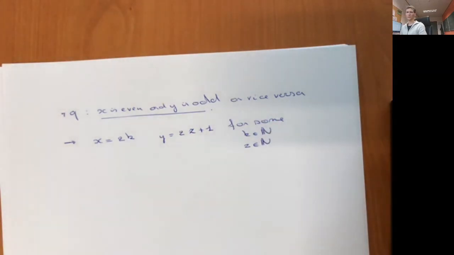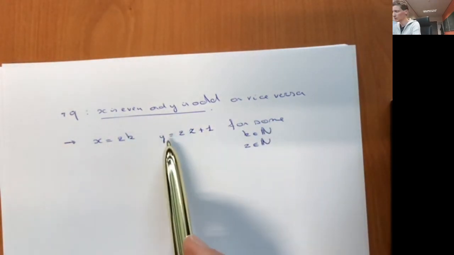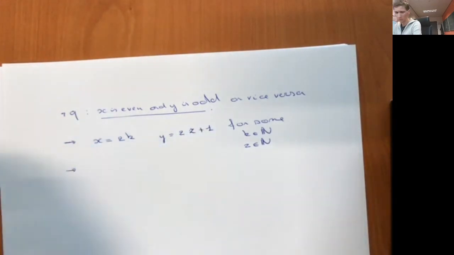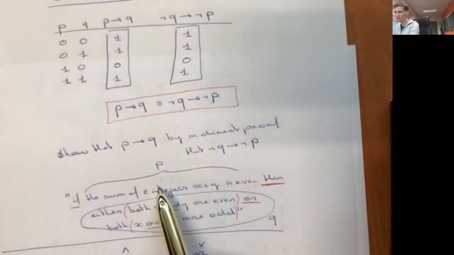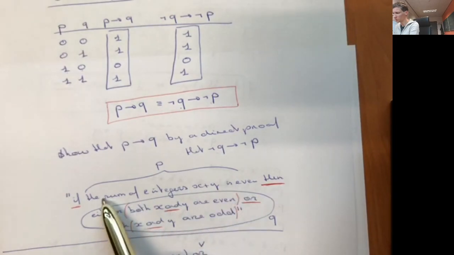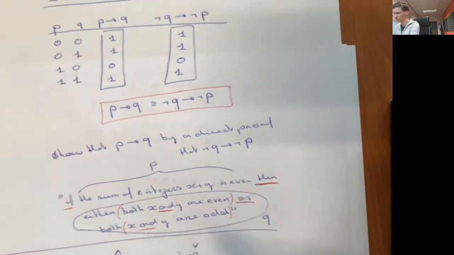So there are numbers k and z such that x is 2 times k, since x is even, and y is odd, so it's 2 times the number plus 1. We would like to end up with negative P. P is that the sum of the two integers x plus y is even, so we would like to show that the sum of the two integers x plus y is odd.